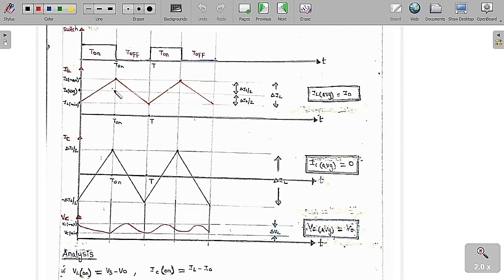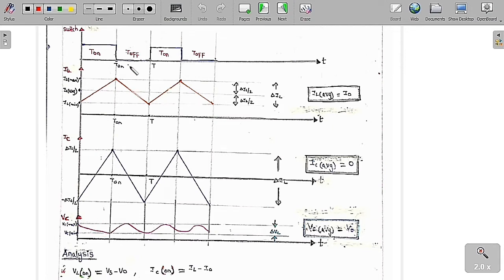If I want IC, which is IL minus I0, then if you remove I0 from IL, you are going to get only the ripple. So this is the ripple that you are going to get, which is IC. The capacitor voltage will be in this format, going from maximum value to minimum value, with a small amount of variation.